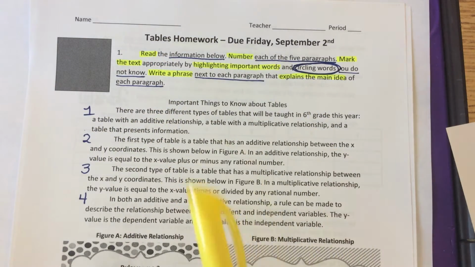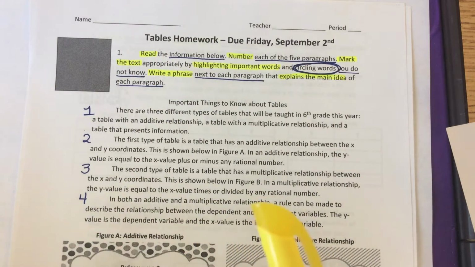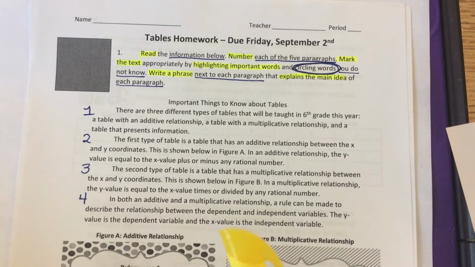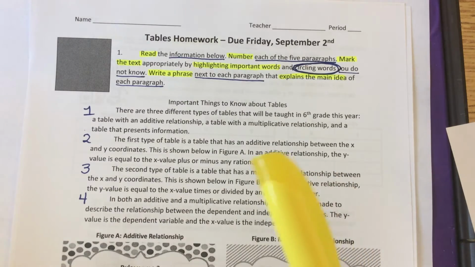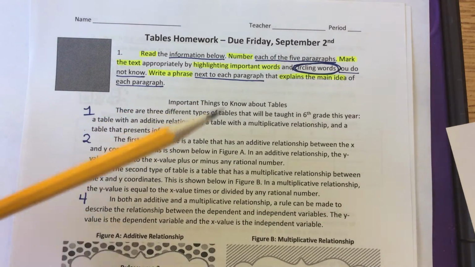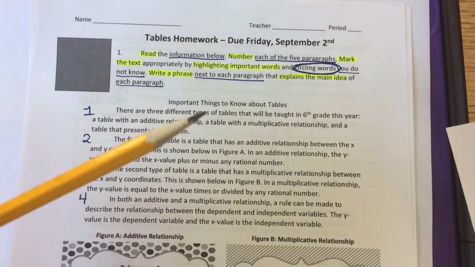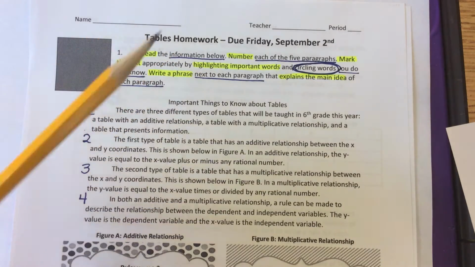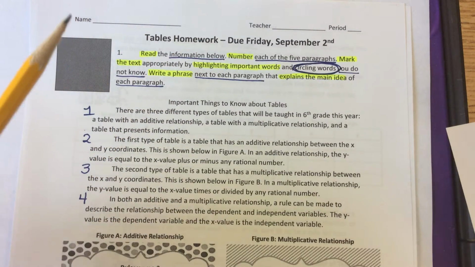Don't highlight the whole thing, just important words. So maybe 3 or 4 words in every paragraph is probably going to be appropriate. That's not a rule, that's just a guide, okay? Circle as many words with your pencil as you do not know. If you have never seen a word before, if you don't know what it means, circle it. That way you know to ask a question later on.